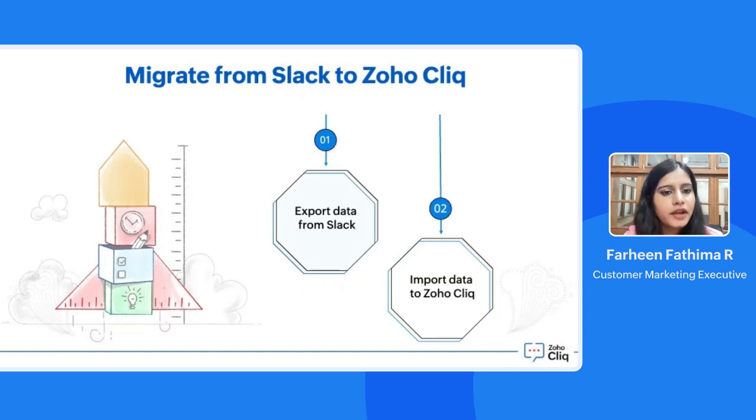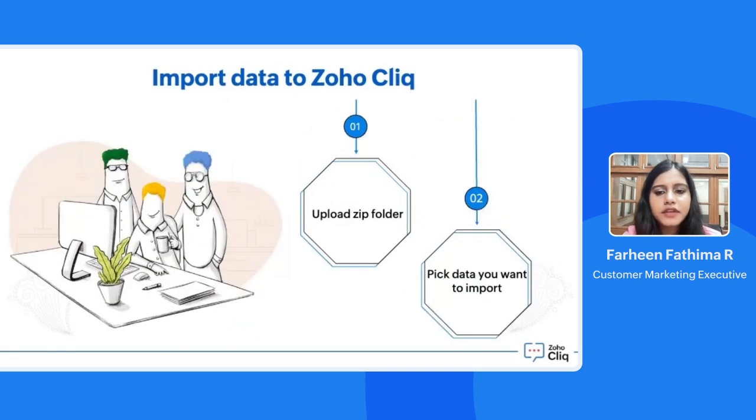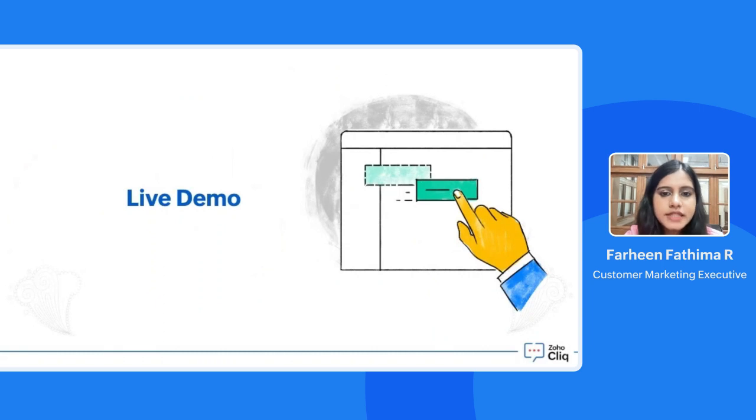To export your data, you have to go to your Slack workspace settings. You can select the date range and data you want to export based on your plan, and then download the zip folder containing the data. To import the data, you'll have to navigate to Cliq's admin panel and upload the zip folder. You can pick the channels and chats you want to import. Let us look at how you can do this with the help of a live demo. And towards the end, we'll also look at some reasons for failure in the migration.